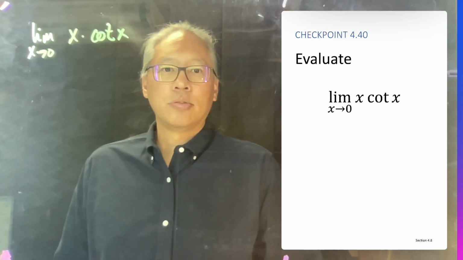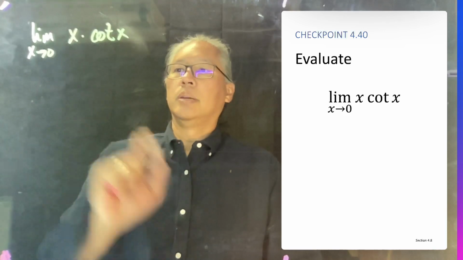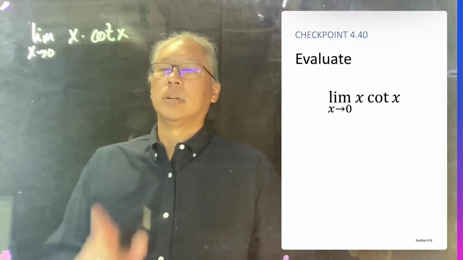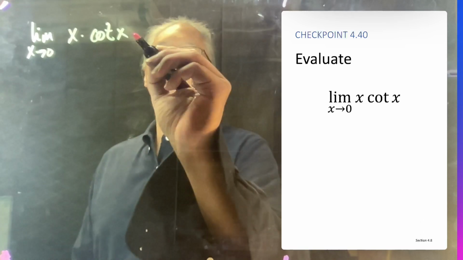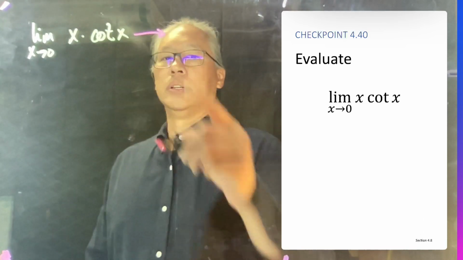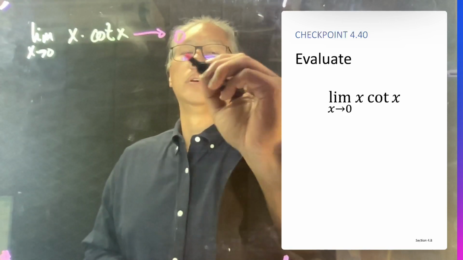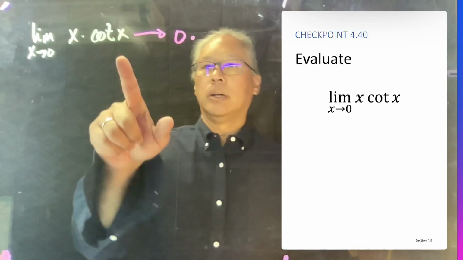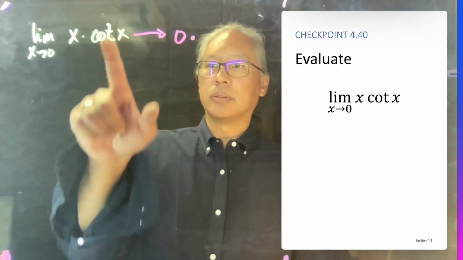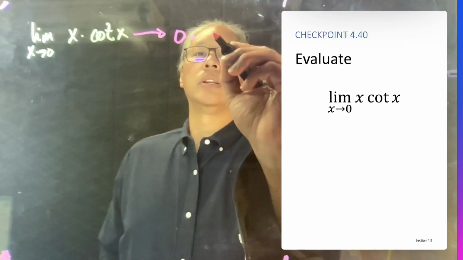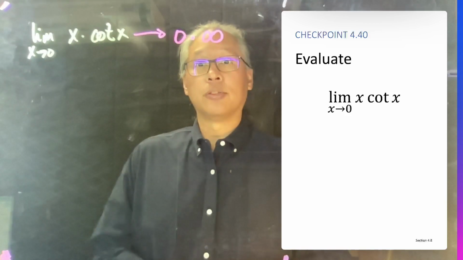Hello, this is checkpoint 4.40 from section 4.8. They want us to take the limit as x approaches 0 of x times cotangent of x. If we simply put in the values into these factors, x going to 0 will give us a 0. Cotangent is 1 over tangent, and the tangent of 0 is 0, so 1 over 0 is going to be infinity. So here we have an indeterminate form.